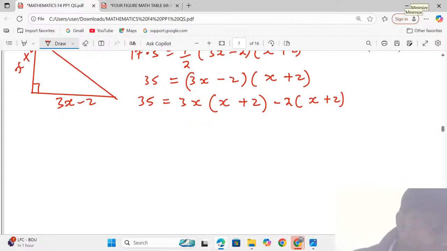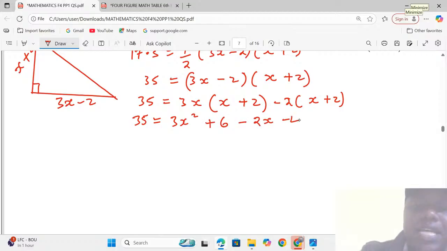I want to open the brackets. Then after that we will be grouping terms together. 35 equals 3x squared plus 6 minus 2x minus 4.